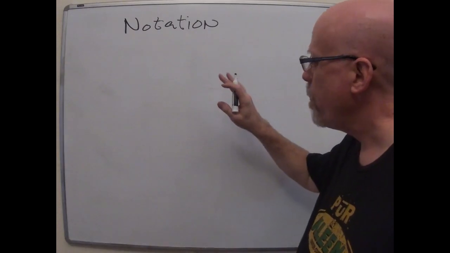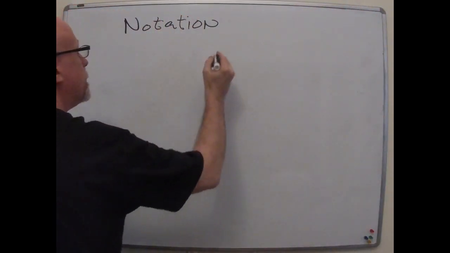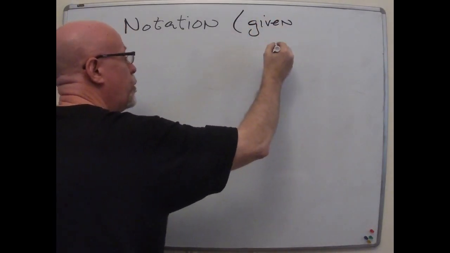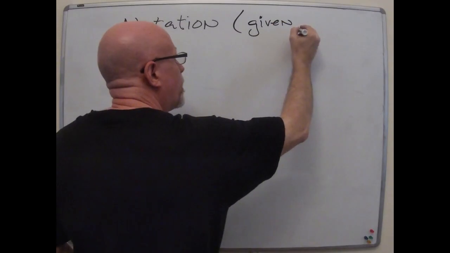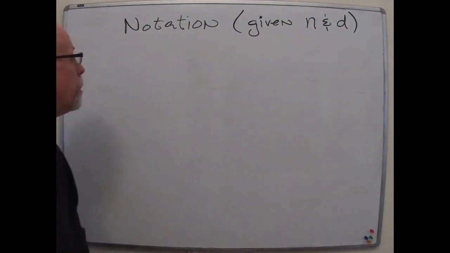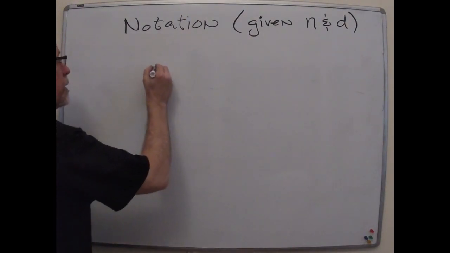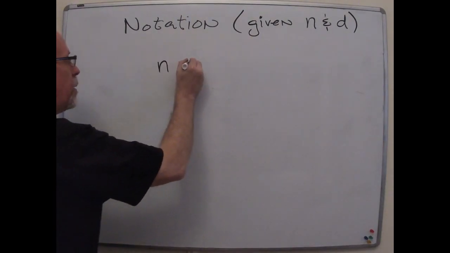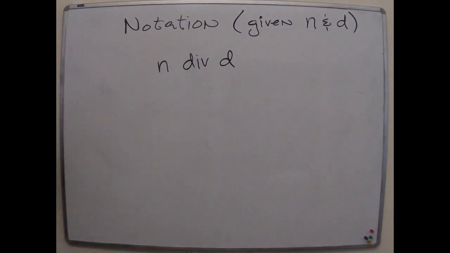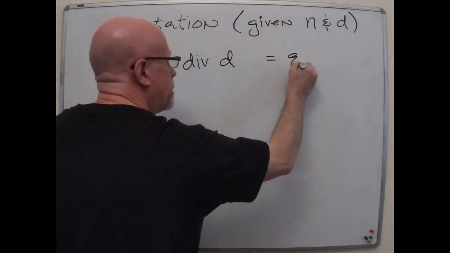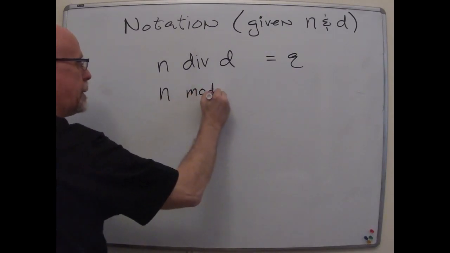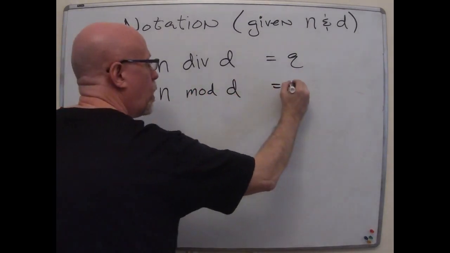Well, if you have a couple of numbers in mind, I want to talk about some notation for the numbers Q and R that we'll discover. So given N and D, there's a notation for Q, which is this. It's called N div D, with the word div written out. N div D, that's Q. And if you do N mod D, with the word mod, that'll be R.